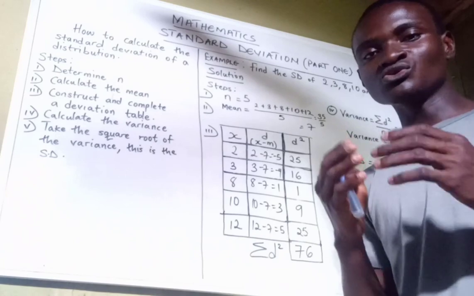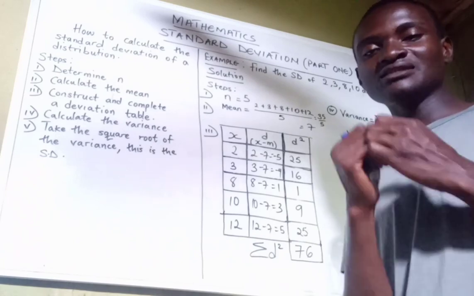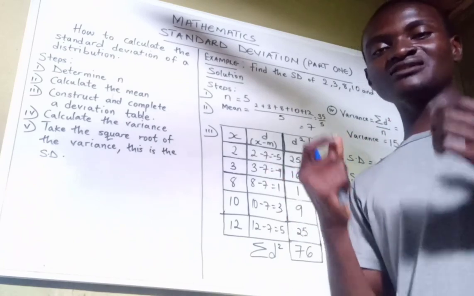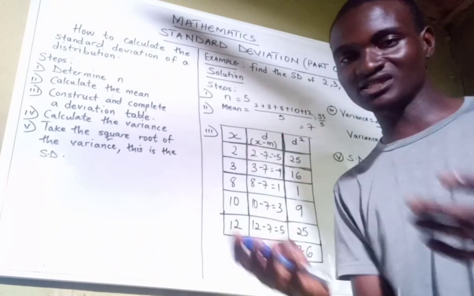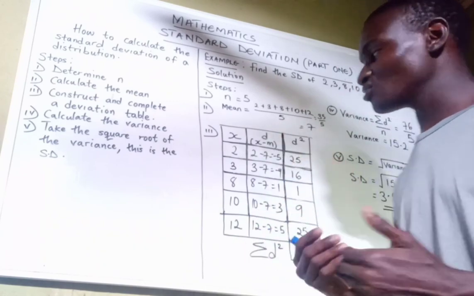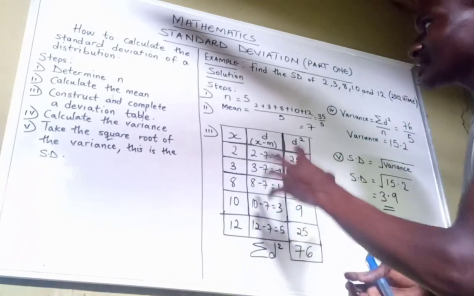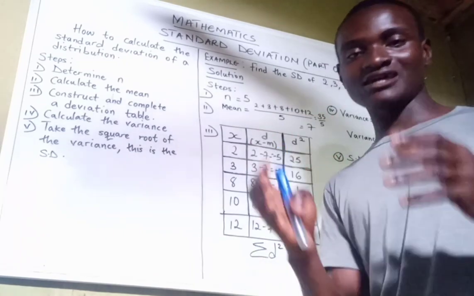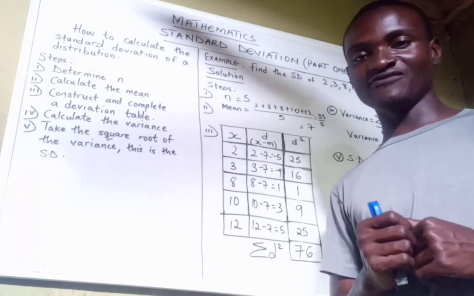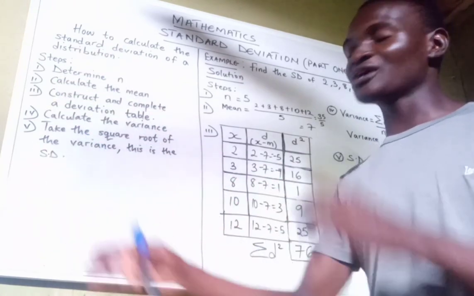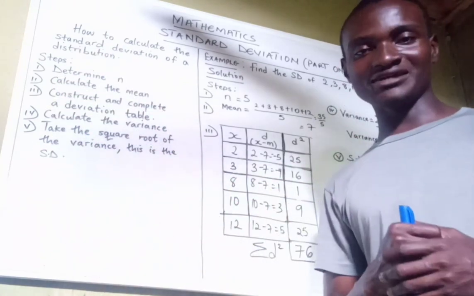We are going to do another one, where in this case we shall be talking about how to find the standard deviation of a frequency distribution. I'm referring to a distribution that has frequency. But for now, take this as the basic steps in finding your standard deviation. Follow these 5 steps and you'll be able to find your standard deviation.